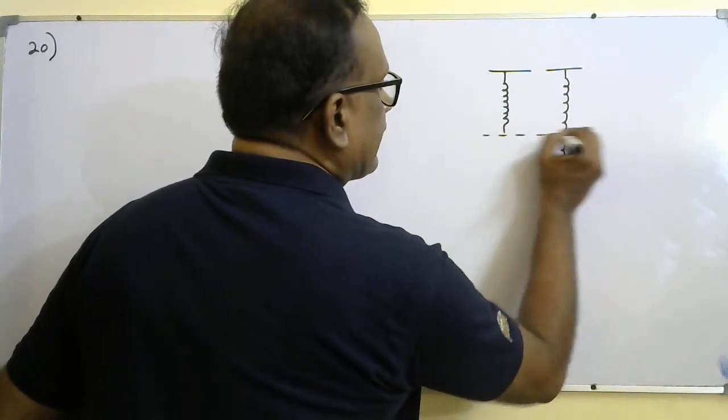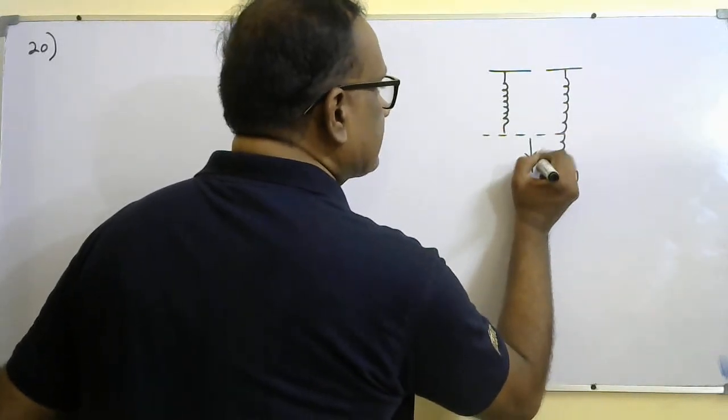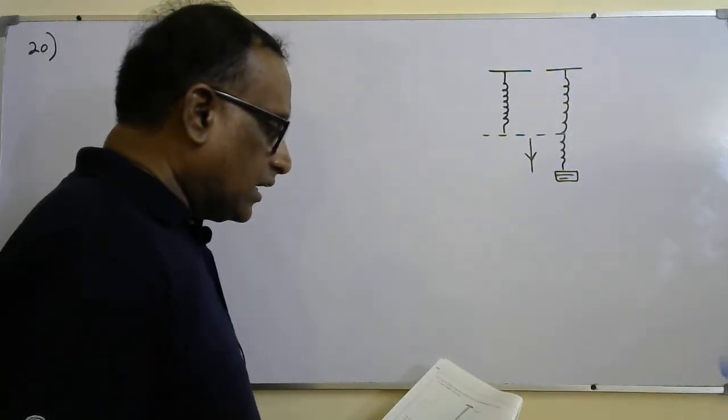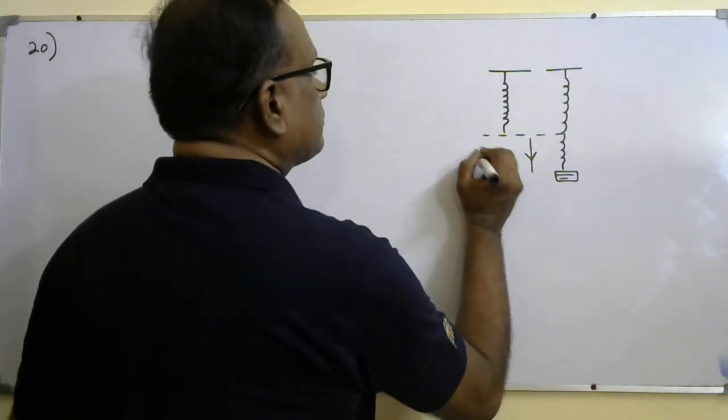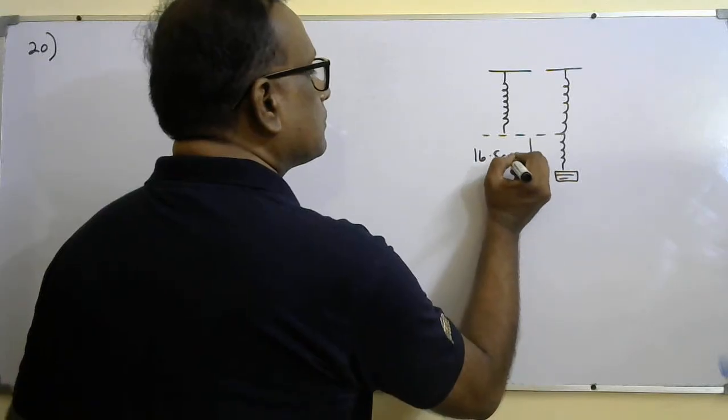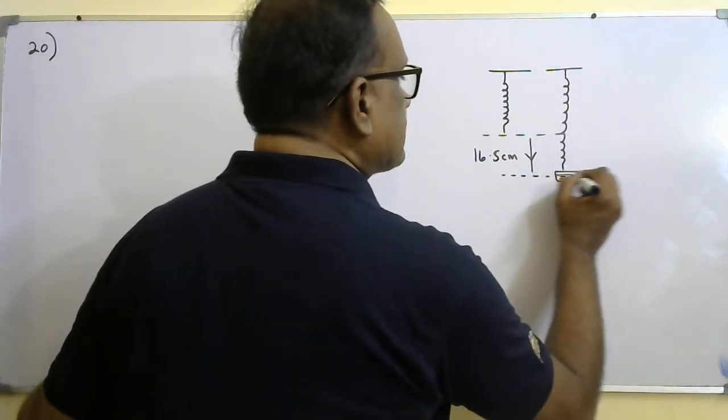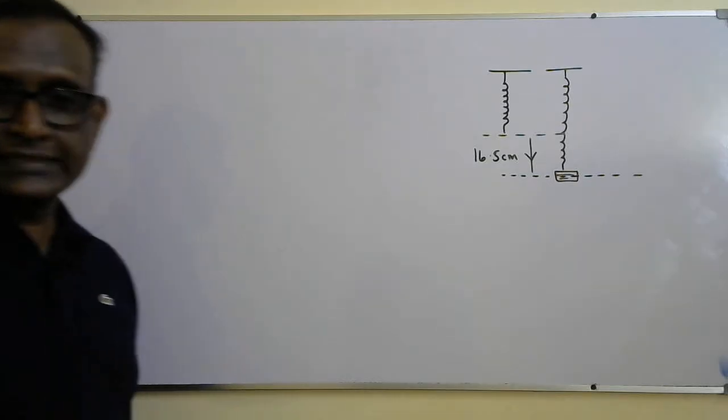So this is the static extension. That is how much? 16.5 centimeter. So this is the equilibrium position because it's at rest. This is the equilibrium position.